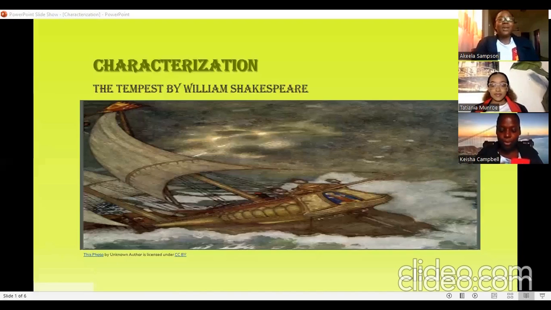It states, "Oh, I have suffered with those that I saw suffer, a brave vessel who had no doubt some noble creature in her." Now, this line is said by Miranda. And what do you think this says about Miranda when she said this? Okay, great. It says that she's sympathetic. Okay, great. And it describes her.